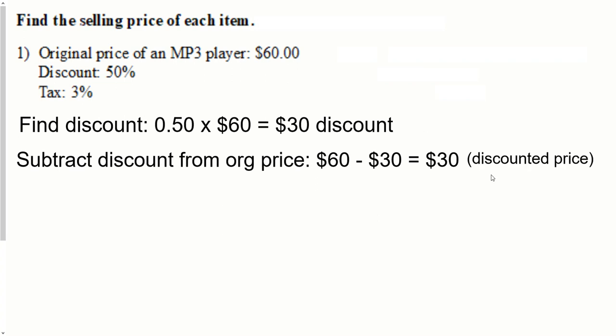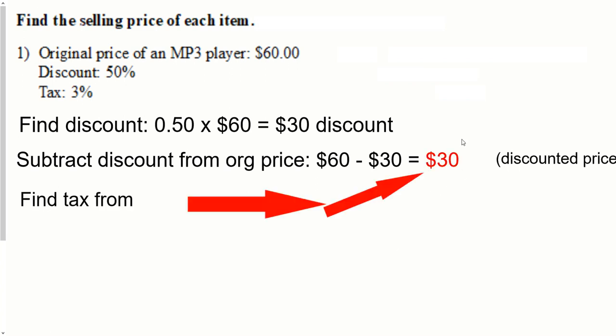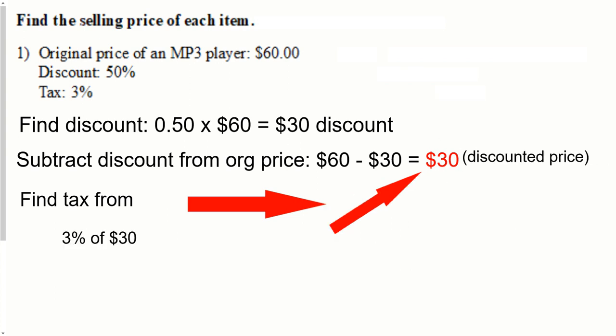This amount that you get is called your discounted price. That's how much you're actually going to pay for it before taxes. The next step is please just find the tax of this new discounted price. This is really, really important. That's what we're going to be using to find the tax on. And your tax percentage is 3%. So it's 3% of this discounted price, 3% of $30.